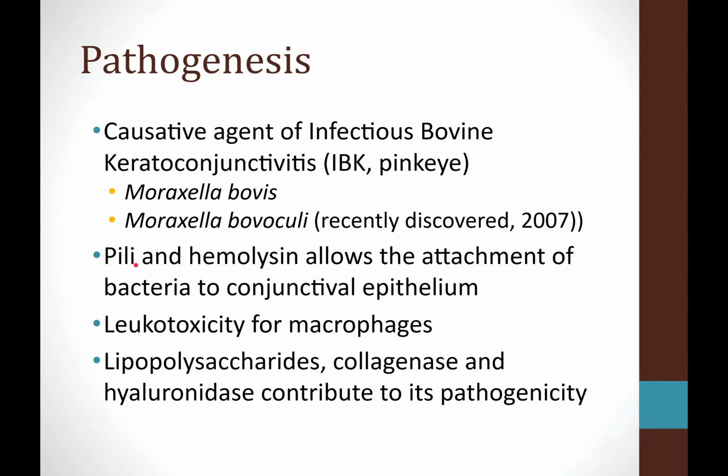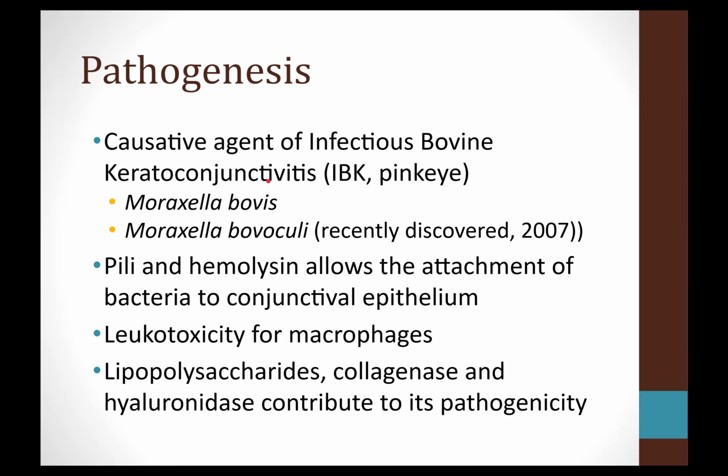So the two main virulence factors would be the pili and the hemolysin, which allow the attachment of the bacteria to the conjunctival epithelium. The bacteria also shows some leukotoxicity for macrophages. However, if you think about it, the eye is also known as immune privileged. So I want you to look up this term. I'll put it in the chat.